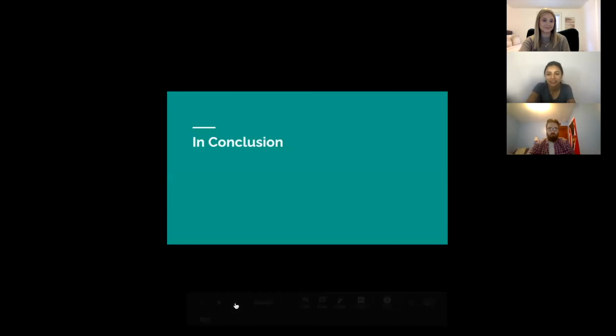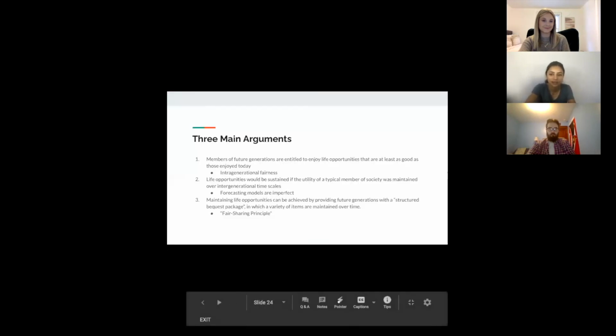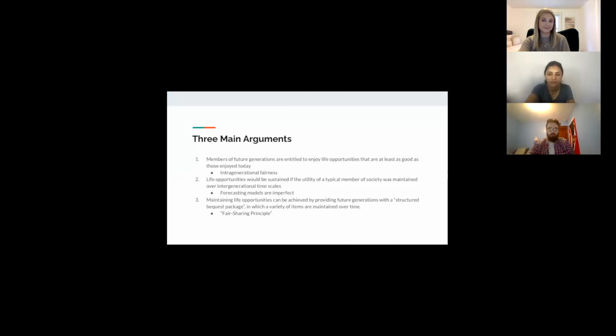To conclude, the author outlines three main arguments in the paper. Firstly, members of future generations are morally entitled to enjoy life opportunities that are at least as good as those enjoyed today, from the idea that equal opportunities should be provided to each member of society, and this brings up the concept of intergenerational fairness. Secondly, life opportunities would be sustained if the utility of a typical member of society was maintained over intergenerational timescales, but gauging future utility brings up theoretical and empirical barriers. And short and medium-run forecasting models frequently fail to anticipate important developments in the economy and society.